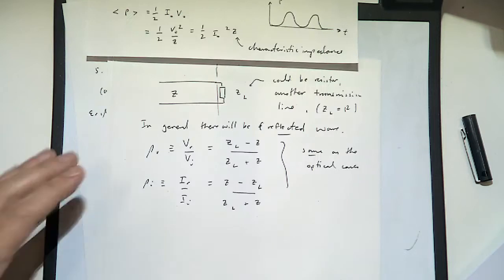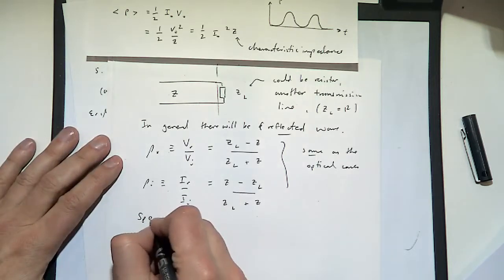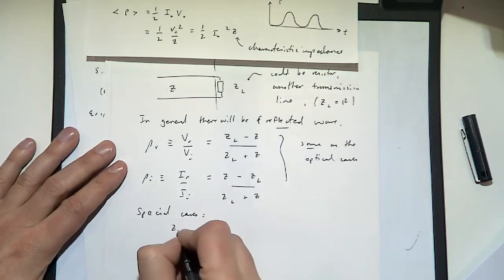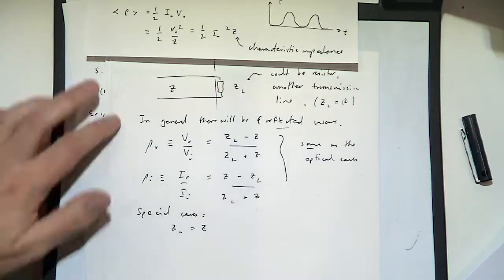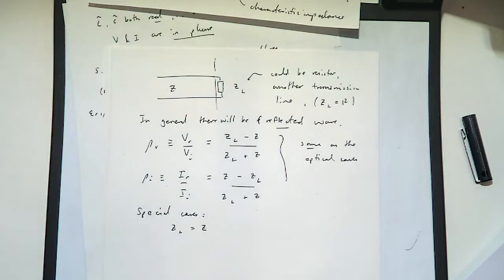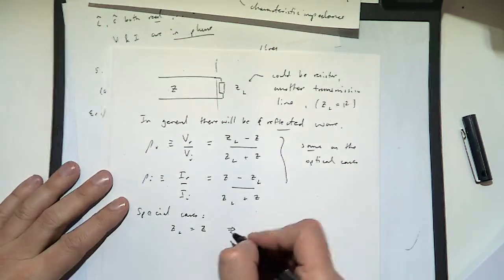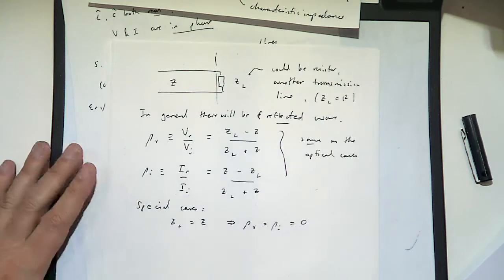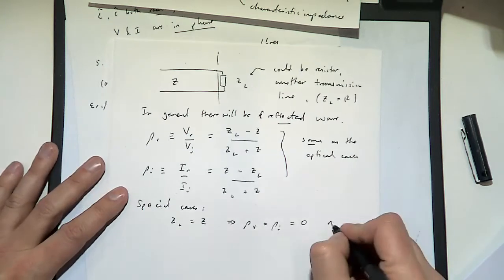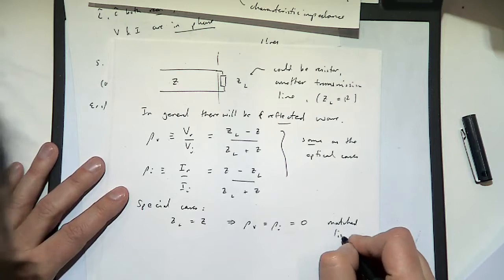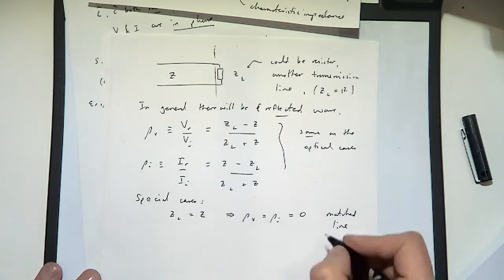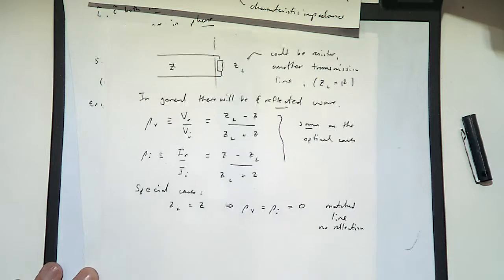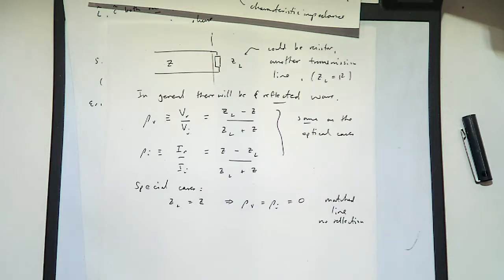So obviously there are special cases in a transmission line. If the load impedance equals Z, then it's as if there's no boundary. The impedances are the same, so rho V equals rho I equals zero, there's full transmission. This is called a matched line, and that's obviously what you want. Matched lines are better. There's no reflection. So in all practical cases of transmission lines, you want to avoid reflections, or you want to manage them in some way.